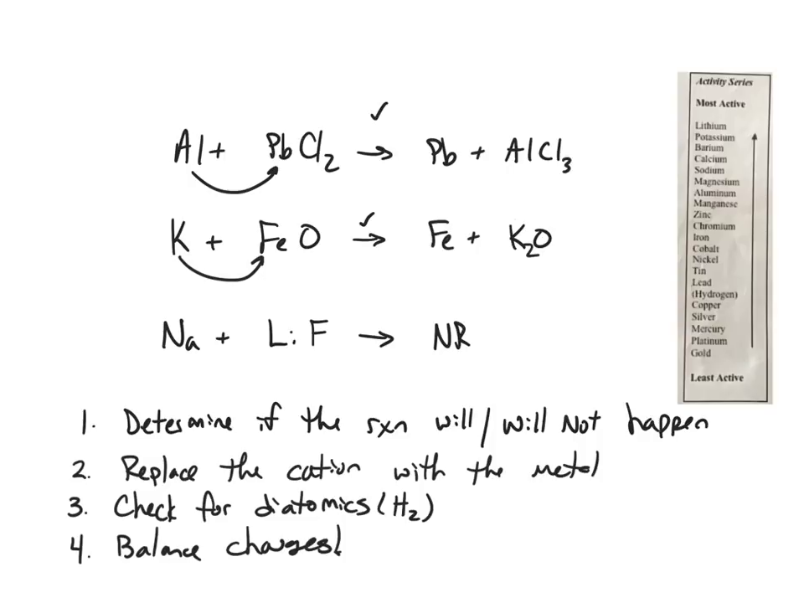So in summary, it's important first to determine if the reaction even will happen or not, and that's the thing you do very first step. If you've decided it does happen, replace the cation with the metal, and then check for diatomics and balance charges. Now this is clearly much more complex than anything you've done up until this point, but hopefully this video lesson was helpful. Thanks for listening.